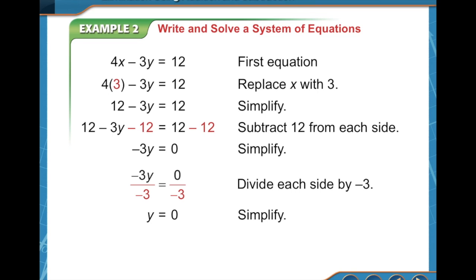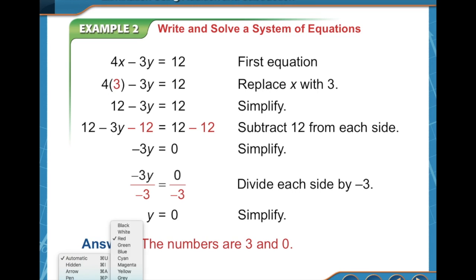So our answer then, as an ordered pair, we already had x, and we found out that value to be 3. So 3 and 0 are the numbers that were originally presented in our problem. Of course, as an ordered pair, that would look like this. X value 3, y value 0, 3, 0. Done and done.